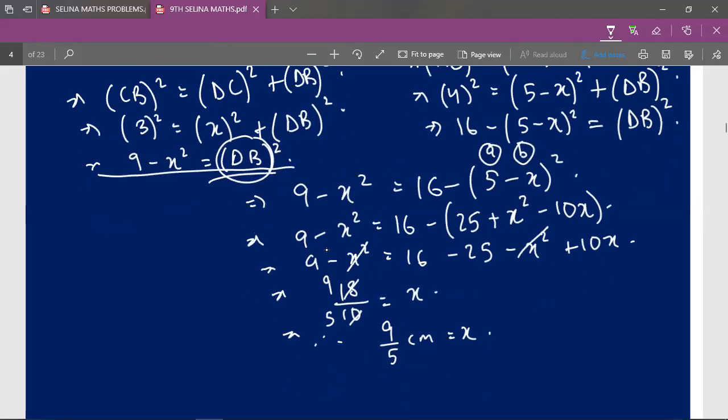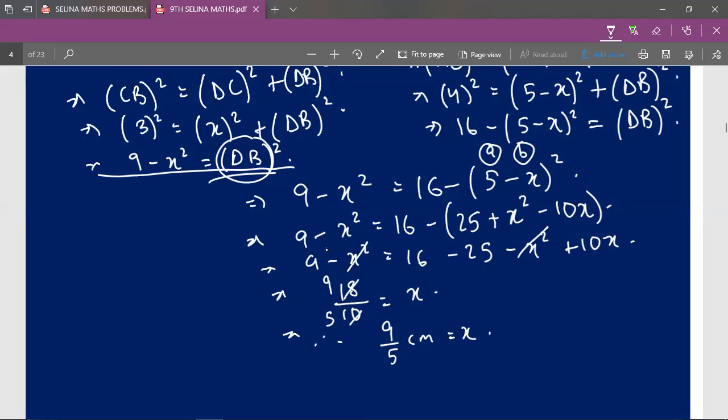so 9 minus x square is equal to 16, and we'll open the bracket. So minus and plus is minus, minus and minus is plus. So 9 minus x square is equal to 16 minus 25 minus x square plus 10x. So why have I cancelled out x square? Because once the LHS x square goes to the RHS, or either way, in either of the situations x square will get cut.